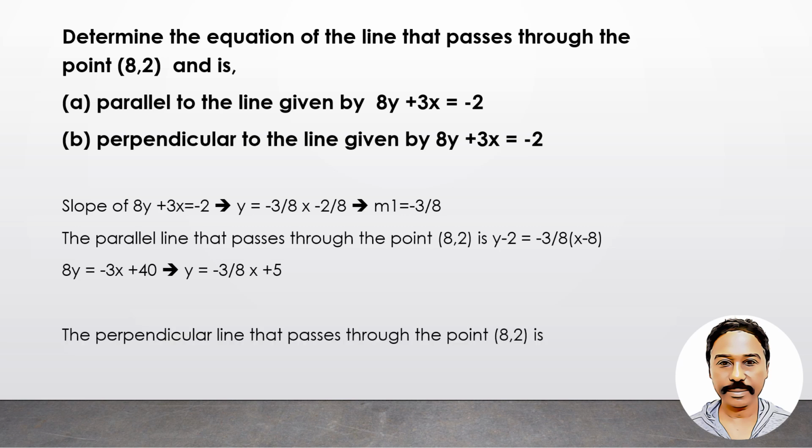So we have a perpendicular line that passes through the point (8, 2), and we use the same formula: y minus 2, we get it from the point, is equal to the slope, which is 8 over 3 to be perpendicular to this one, multiplied by the difference of the x's, x minus 8, and 8 comes from this point here. Then simplify the formula, and you have the equation of the line.